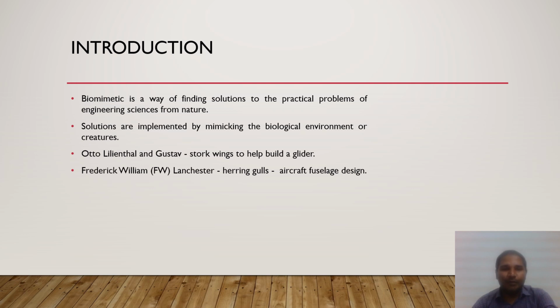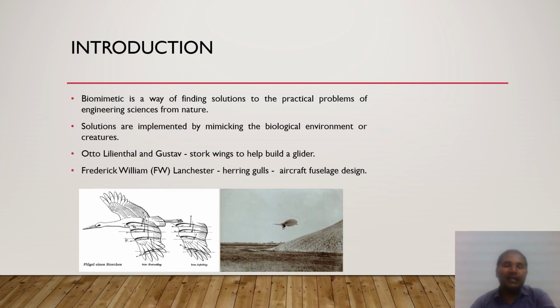For example, Otto Lilienthal. I hope you can remember Otto Lilienthal. He is also called the Flying Man, and he was the first person who designed a glider and flew successfully in it. A glider is an unpowered flight, and Otto Lilienthal and his brother Gustav were observing stork birds. You can see the picture of the stork birds. They studied the way the birds flap their wings and the pathway followed by the stork. The stork wings gave them an impression about man-made flight, and they came up with the idea of a glider without any propeller, hence it is called a glider.